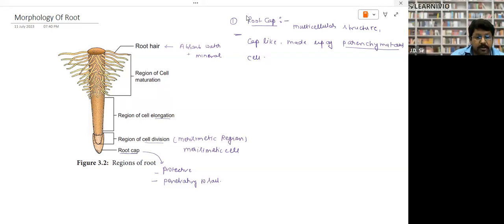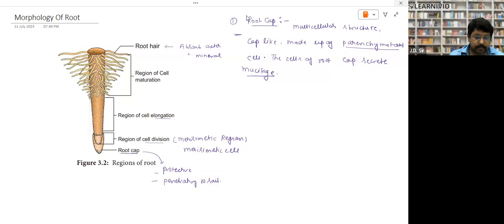Next point. The cells of the root cap secrete mucilage. What is mucilage? Mucilage is a slippery, gel-like substance. The root cap region secretes the mucilage, and because of the mucilage it makes the external layer slippery. That's how they can penetrate inside the soil.